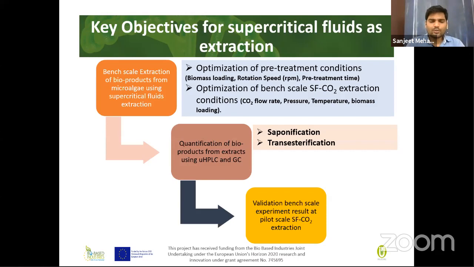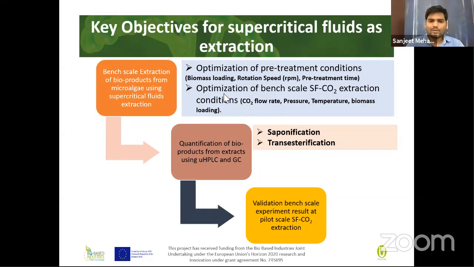So firstly we optimized the experiments at the bench scale for extraction of bioactive compounds from the microalgae using supercritical fluid extraction. And firstly we optimized the different pretreatment conditions, because we use different microalgae strains that have different physicochemical properties, and therefore it needs to be optimized for each individual microalga, for the pretreatment condition as well as the extraction conditions. So for pretreatment conditions we optimized biomass loading, rotation speed and also the pretreatment time.